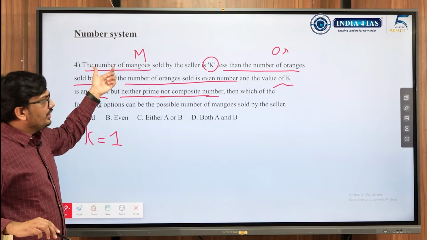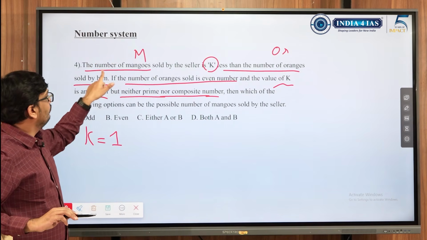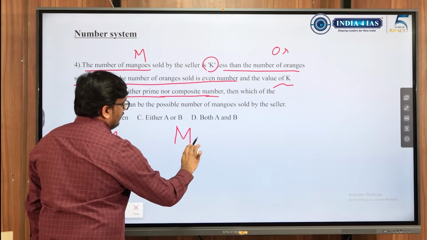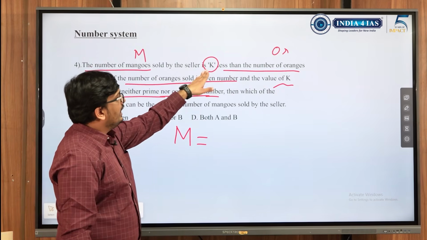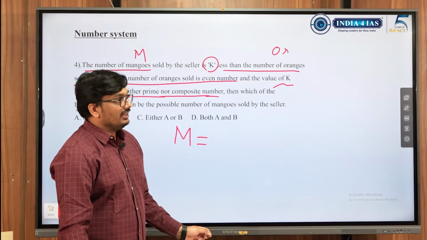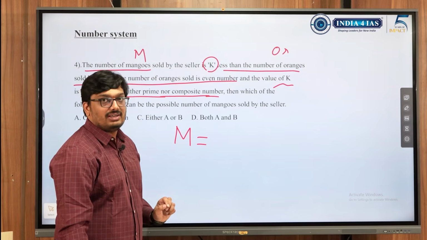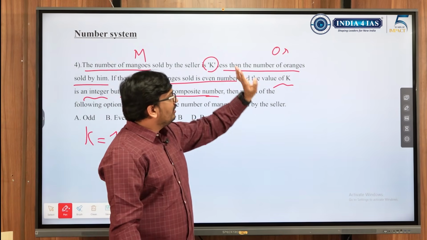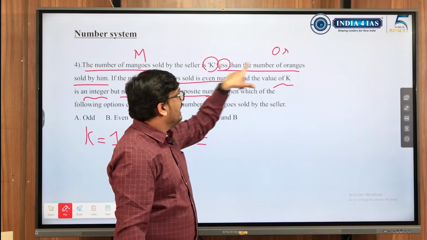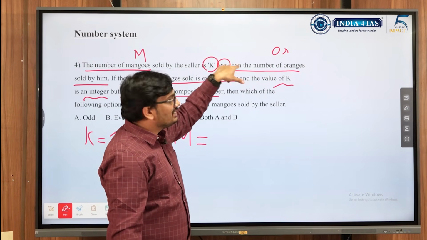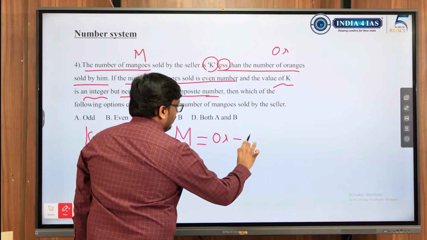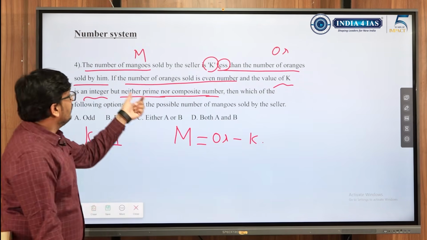Then according to this statement, write one equation. The number of mangoes M sold by the seller is K less than the number of oranges. Listen here, K less than the number of oranges, whether it may be less or more, is nothing but the difference between this K and oranges. They are telling K less than the number of oranges, which means the oranges number will be more. So oranges minus K.